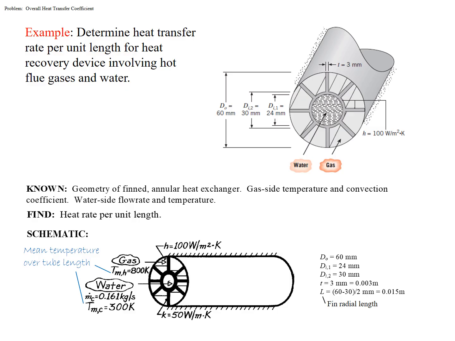The schematic summarizes our givens. The gases run on the outer side at 800 degrees Kelvin. And we have water running into the inner tube, where the m dot is given to you, the flow rate, 0.161 kilograms per second, and the temperature of the cooling water is 300 degrees Kelvin when it actually gets into the heat exchanger.